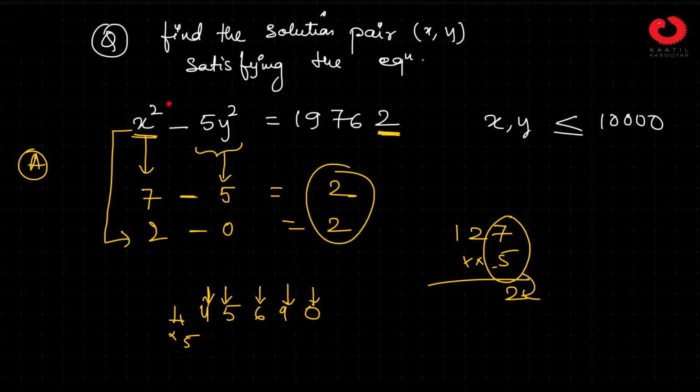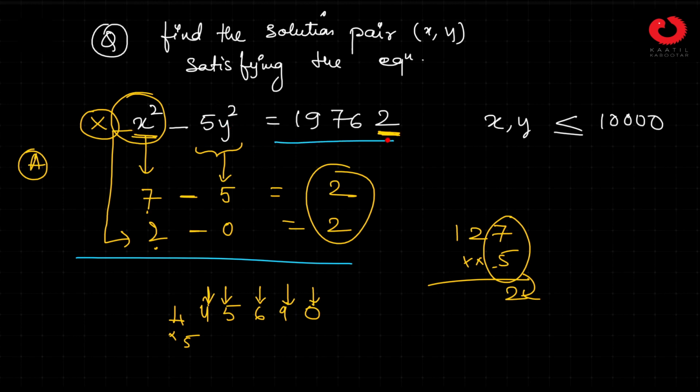But as you know, no x square can end with either 7 or 2, so no solution for x is possible. Whatever x you put, you will never get a 7 or a 2 at the end. So in this question, no such x value is possible, so no such value of y will be possible which gives this answer, and so the answer will be 0.